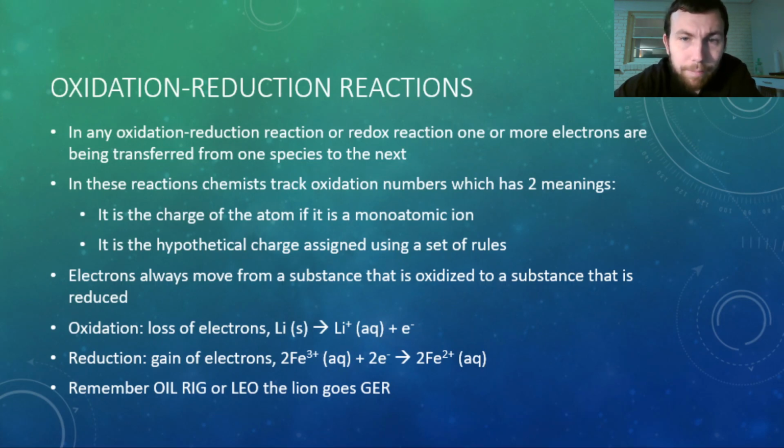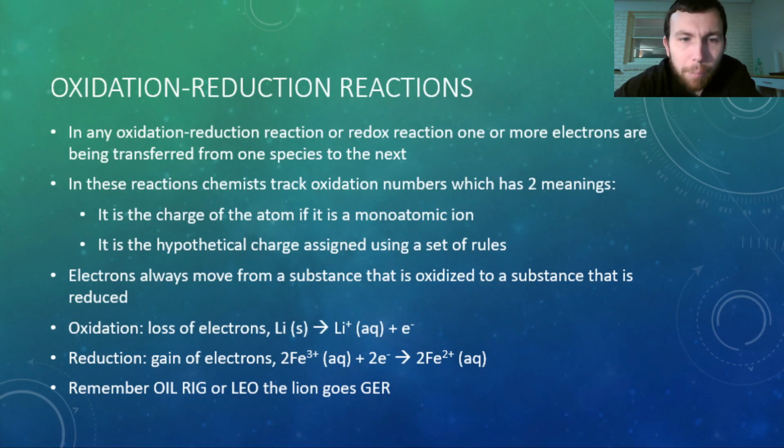Now, reduction is the gain of electrons. So when lithium loses an electron in a chemical process, some other substance has to gain the electrons that substance lost. And so reduction is going to be the gain of electrons. And here we have the example: you've got 2 Fe3+. It's going to gain 2 electrons, and it's going to be converted to 2 Fe2+ ions. So it changes from a 3+ charge to a 2+ charge, okay?